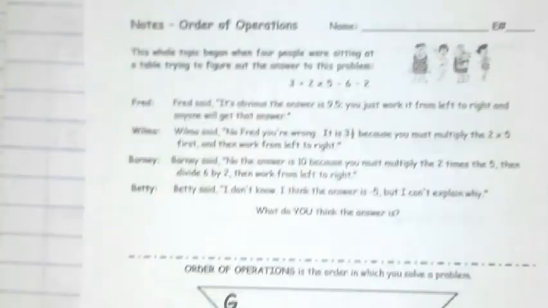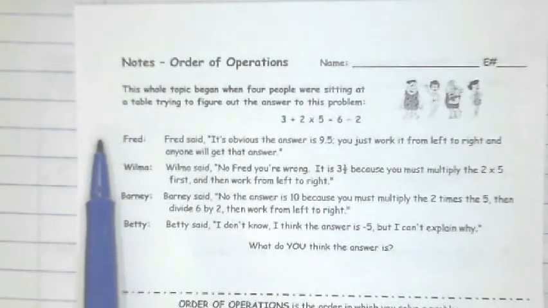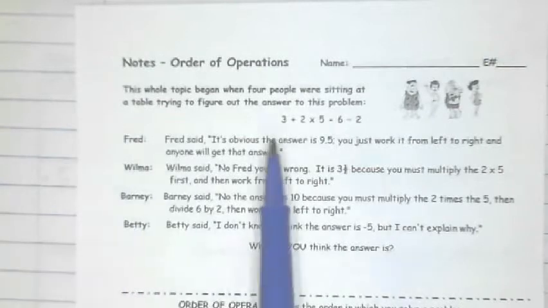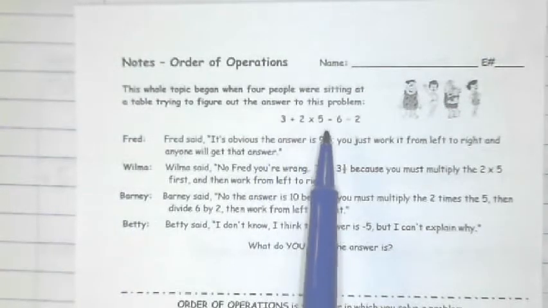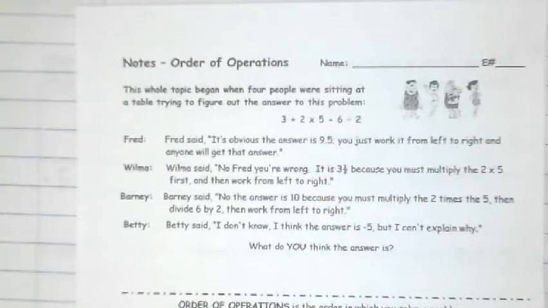Alright, so let's look at the top. It says, the whole topic began when 4 people were sitting at a table trying to figure out the answer to this problem. So we have 3 plus 2 times 5 minus 6 divided by 2. There's 4 different people who said the following. Fred said, it's obvious the answer is 9.5. You just work it from left to right and anyone will get that answer.